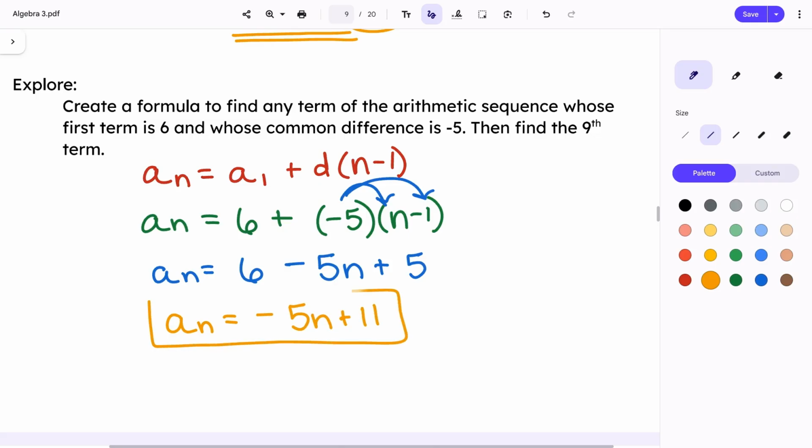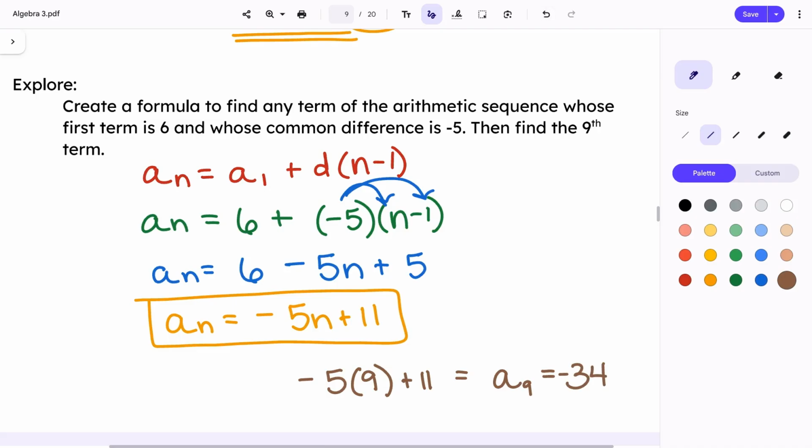So that was the first thing that I think the problem asked for, is to write the arithmetic sequence. So there it is. And now I want to find the 9th term. How do I do that? Yeah, plug 9 in for n. So take -5 times 9 plus 11, and you get -34. So I would write it like this. A with a little 9, because we're talking about the 9th term, would be -34. Okay, any questions on writing a formula like that?